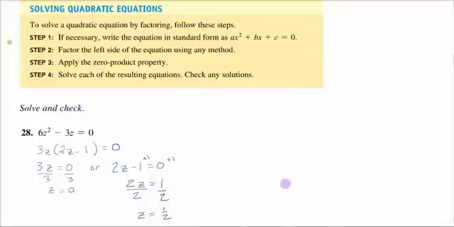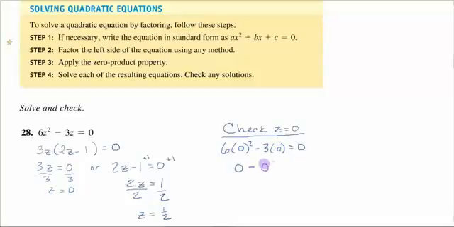Now we're going to check. The directions say check, and it's always a good idea to check our solutions to make sure that we haven't made a mistake. So we're going to check each of them separately. First, I'm going to check z equaling 0. Does that actually make sense? We'll put it back into the original. 6 times 0 squared minus 3 times 0 equals 0. So 0 squared is 0, times 6 is 0, minus 3 times 0 is 0, equals 0. And yes, that is true. So z equals 0 is correct.